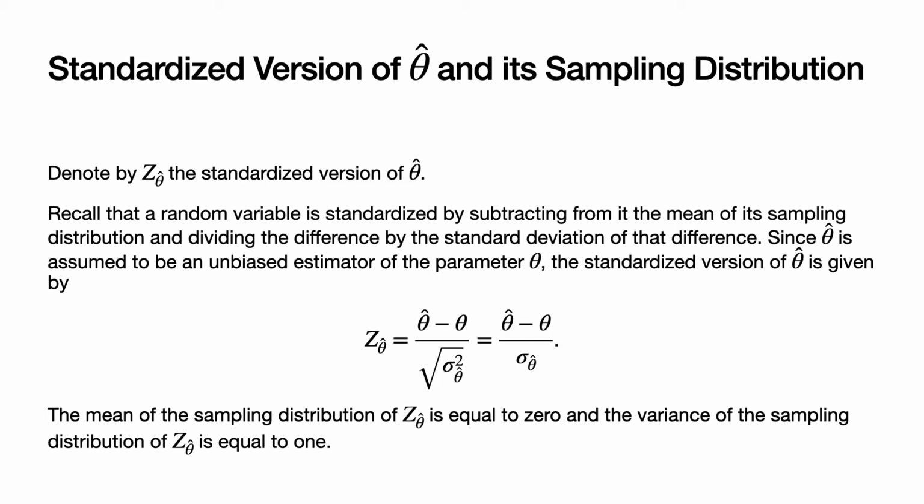Now, recall also that whenever we standardize a random variable, the standardized version of that random variable has a mean of 0 and a variance of 1. And because the variance is 1, the standard deviation is 1 as well. And so that implies that the mean of the sampling distribution of the standardized version of theta hat, which is Z sub theta hat, is equal to 0, and its variance and standard deviation are equal to 1.